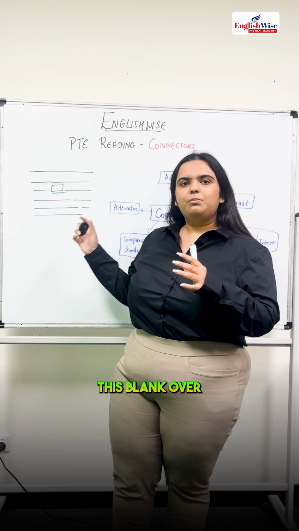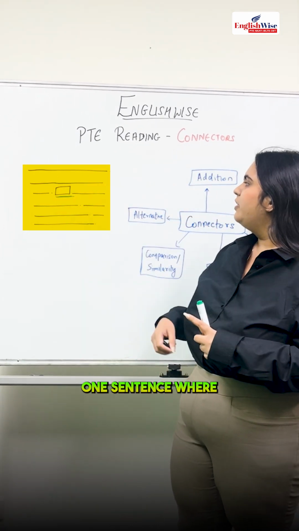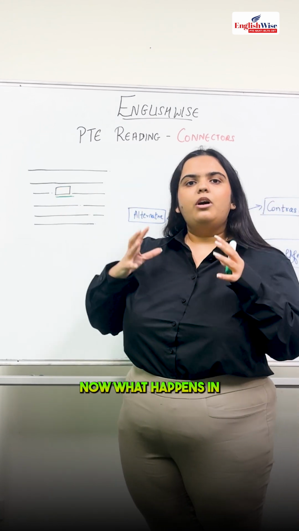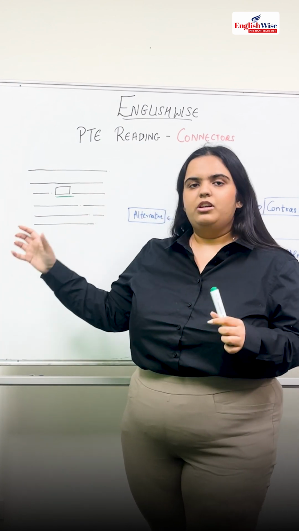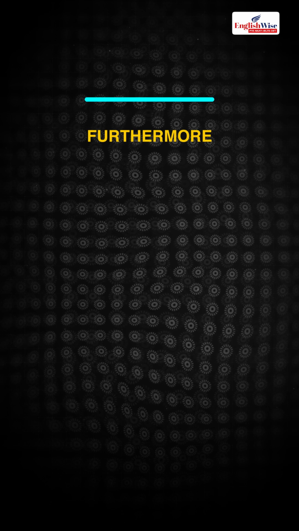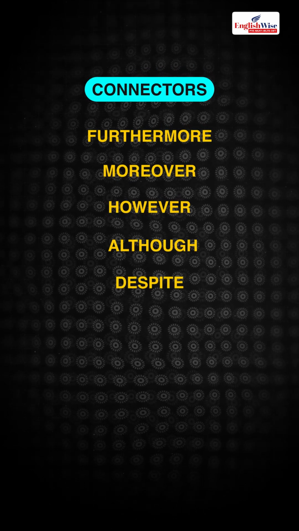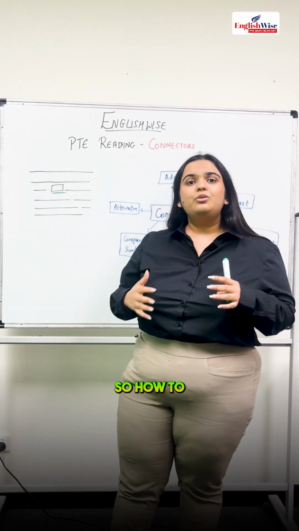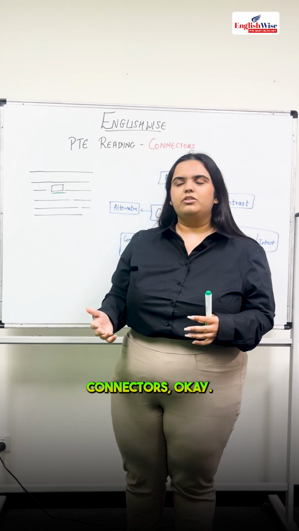So let us look at this blank over here. If you look carefully in this passage, there is one sentence where the first word itself is a blank. Now, what happens in most of the cases is you will be filling up a connector over here. Connectors are words like furthermore, moreover, however, although, despite, in spite of, even though, even so, and so on. So how to understand how to solve these kind of questions based on connectors, okay?